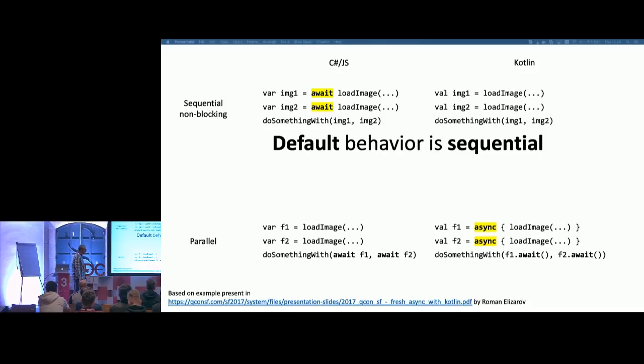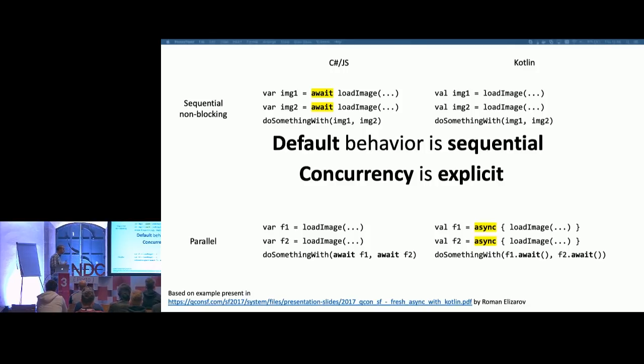You may ask, but what if I want to do the same thing in Kotlin? Can I do it? Yes, but you need to be explicit about it. You need to create two coroutines that will execute the first loadImage and the second loadImage. In this case, since the coroutines are returning something, I need to use the async function. Okay? So, if I want concurrent parallel behavior, I need to explicitly require it, which is, in my opinion, a safer approach. So, concurrency is explicit.